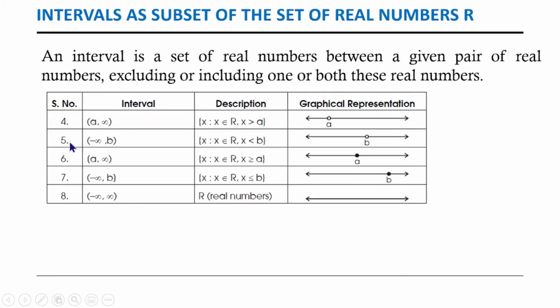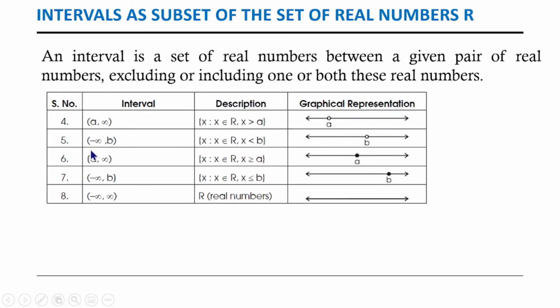Then the next one we have is the open interval A comma infinity. The description is the set of all x such that x belongs to R and x greater than A. So it includes all those points from A but excluding A. The point A is not included.